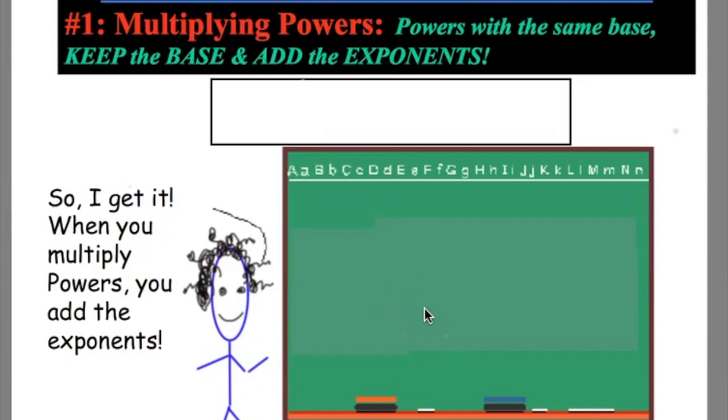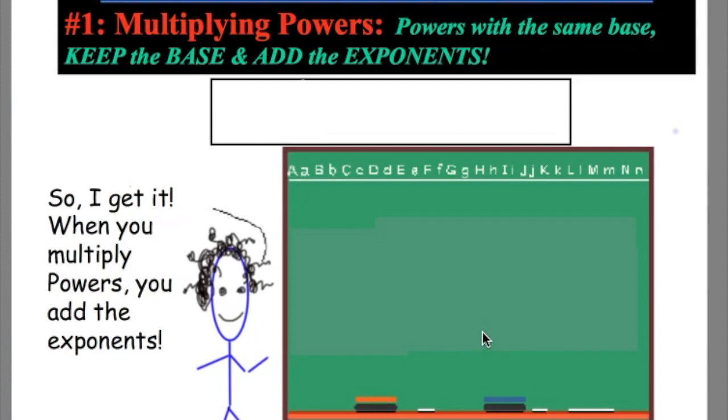Okay, let's take a look at the rules of exponents. But before we get started, let's do a quick vocabulary review. We talk about the exponential expression, which is simply called the power. We talk about the base. That's the number that gets multiplied. And then we talked about the exponent. The exponent tells you the number of times to multiply your base.